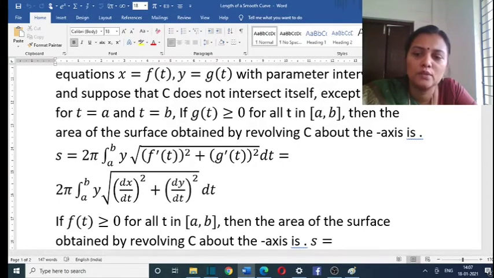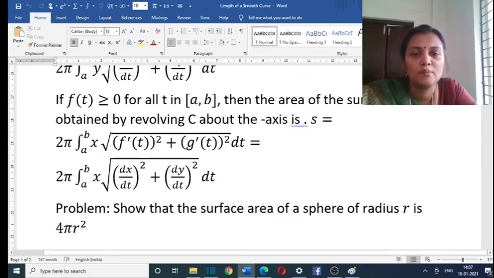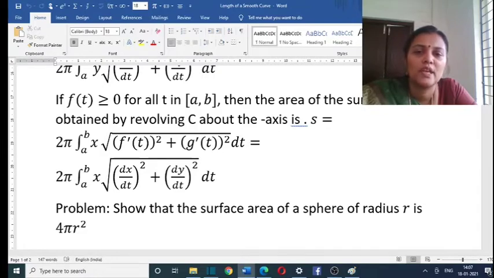which is equal to 2 pi into integral a to b y into, instead of f dash t we can write dx by dt all square plus dy by dt all square dt, and if f of t greater than or equal to 0 for all t in ab, then the area of the surface generated by revolving C about the y-axis is S is equal to 2 pi into integral a to b x into square root of f dash t all square plus g dash t all square dt, which is equal to 2 pi into integral a to b x square root of dx by dt all square plus dy by dt all square dt.